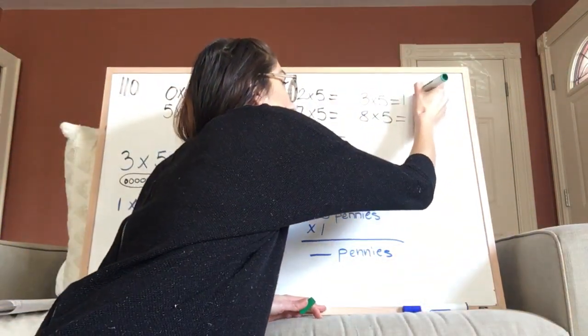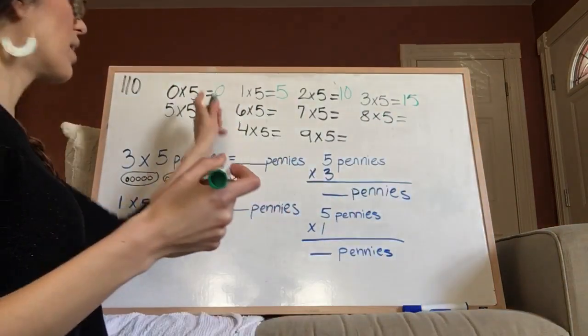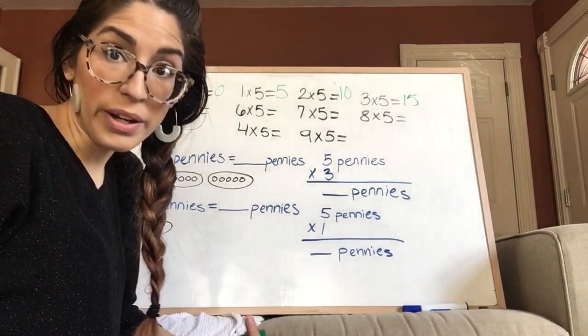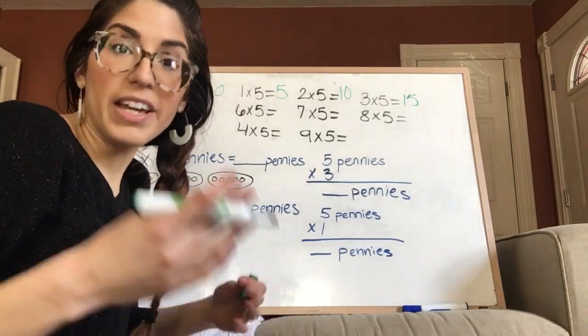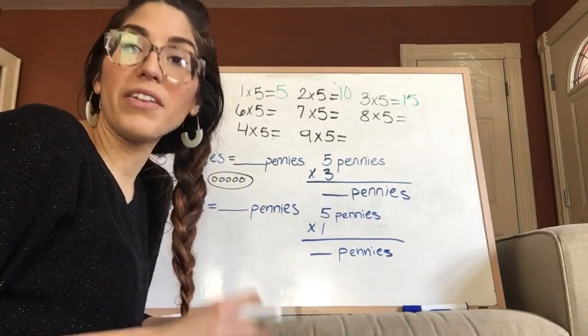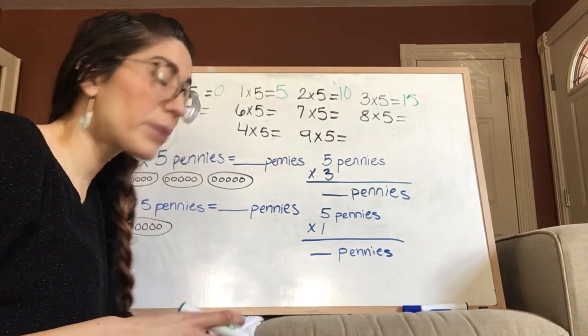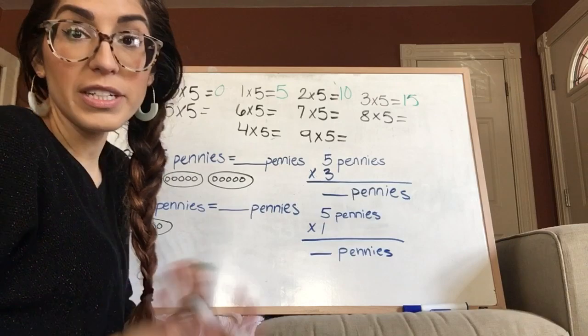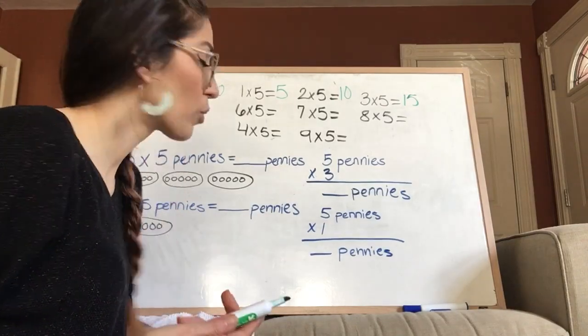And so the pattern is what? It's basically counting by fives, right? We know how to count by fives. 5, 10, 15, 20, 25, 30, 35, 40, remember? So the multiplication 5 facts are super easy. We're just counting by fives each time, okay?